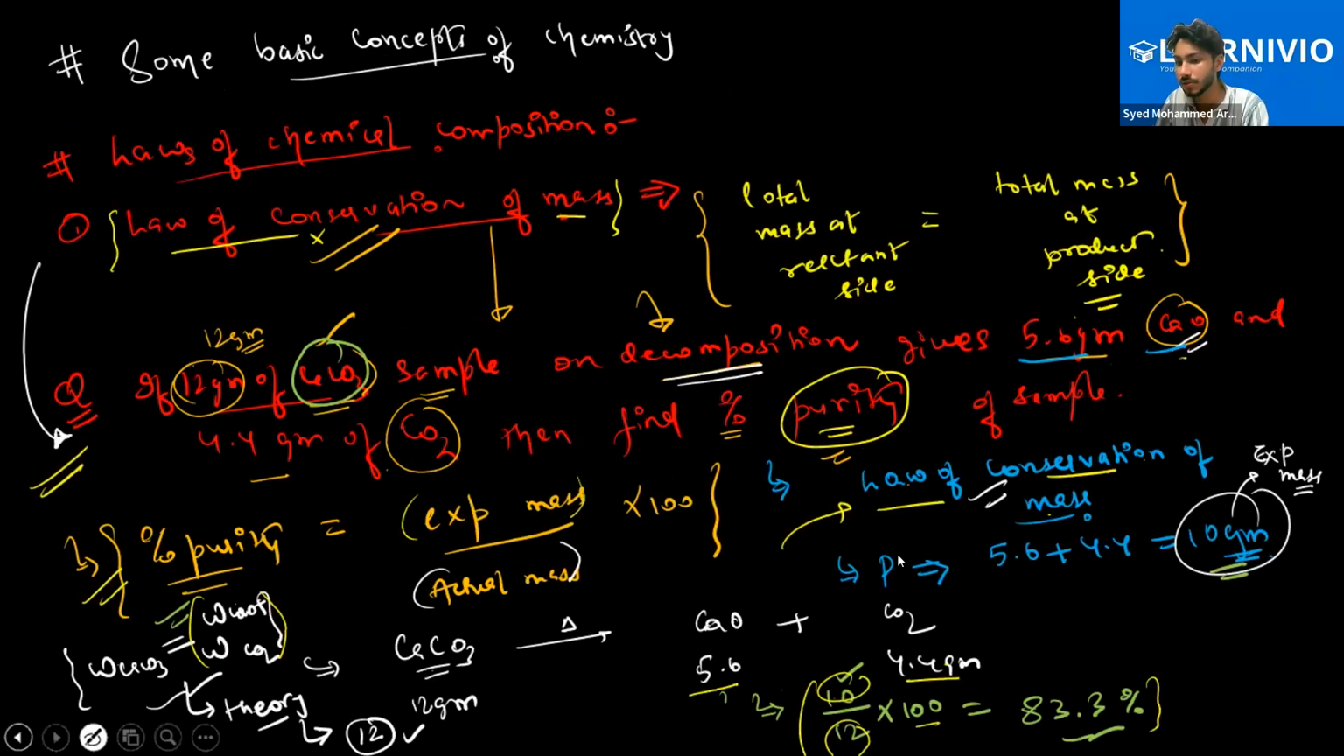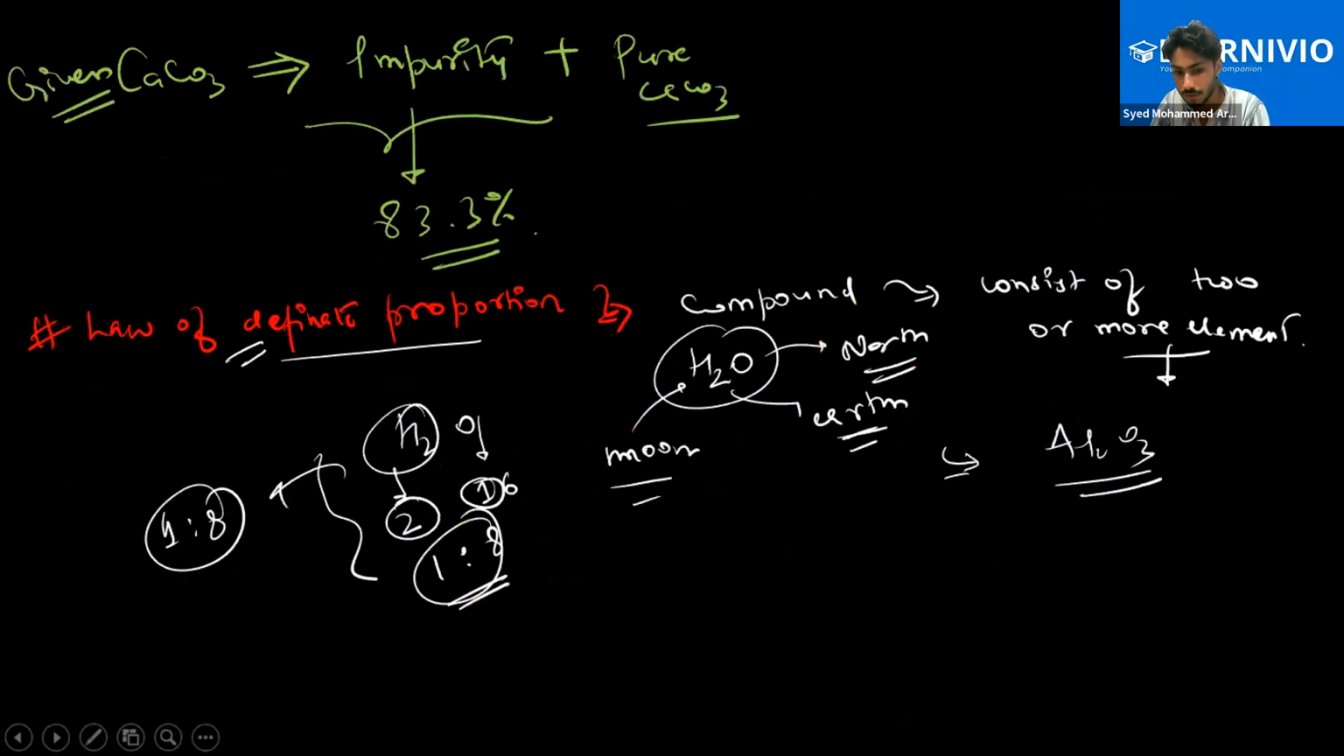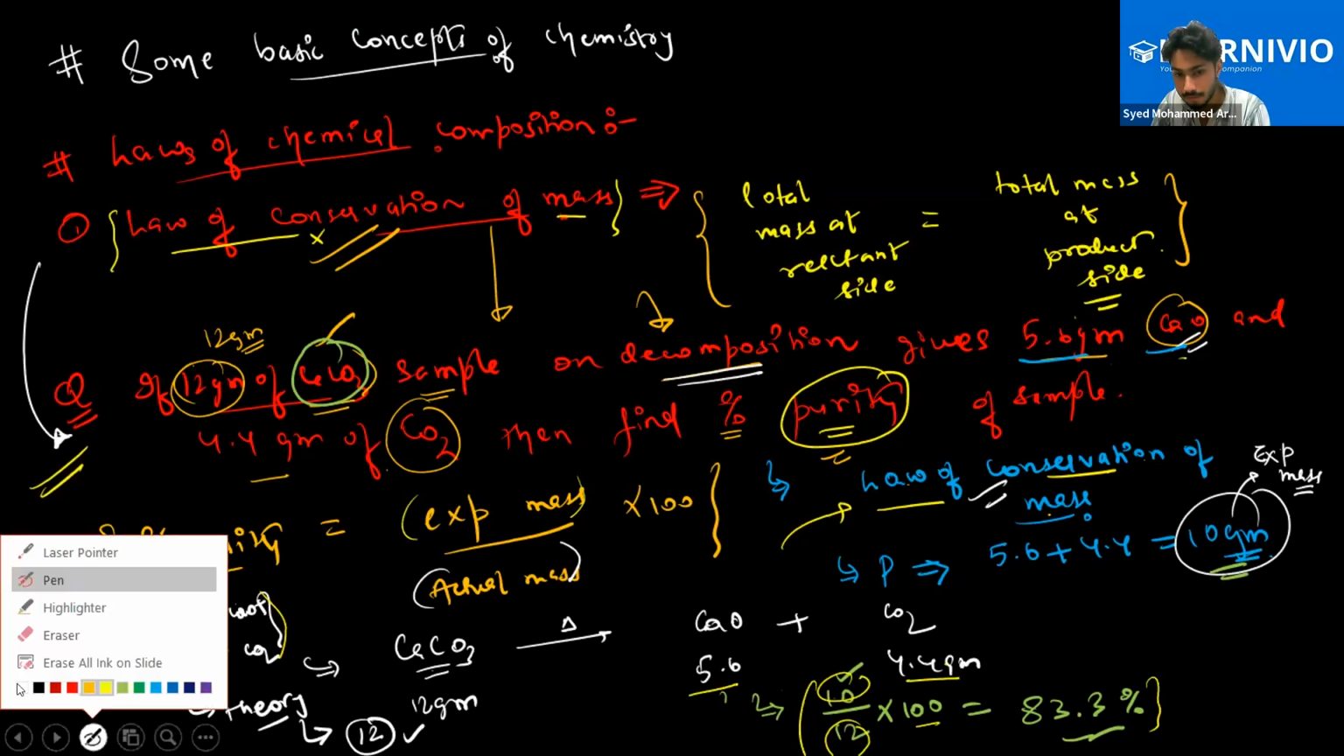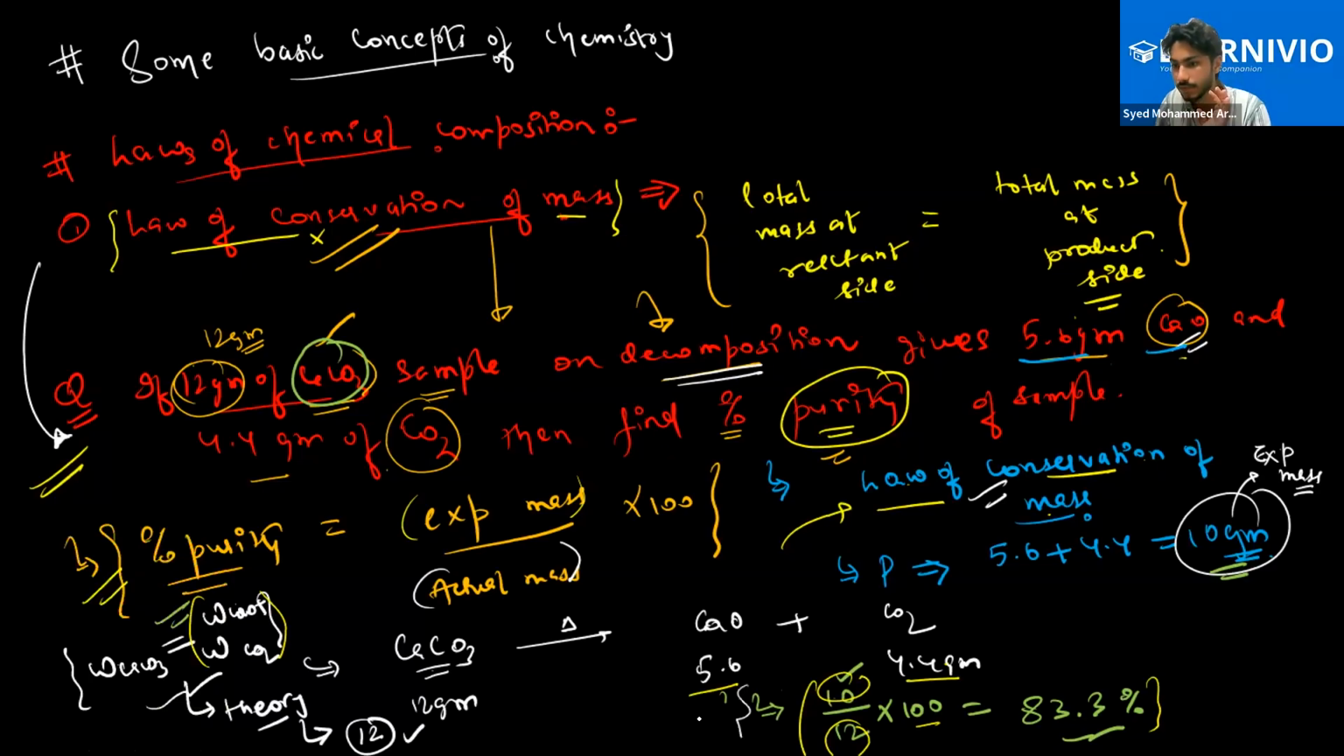The above things are just the explanations. I'm just explaining again and again. This is just a very small solution. Just like this, 10 divided by 12, multiply by 100, you get 83.3. Very simple question.